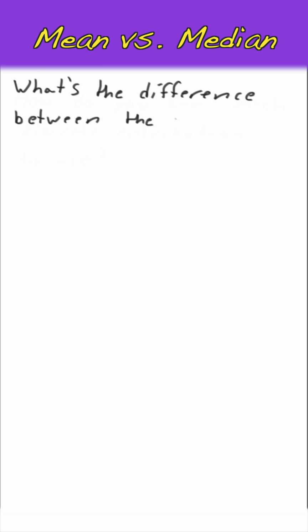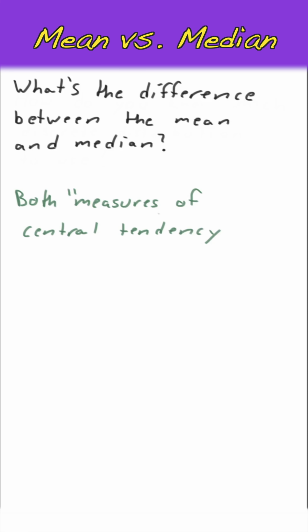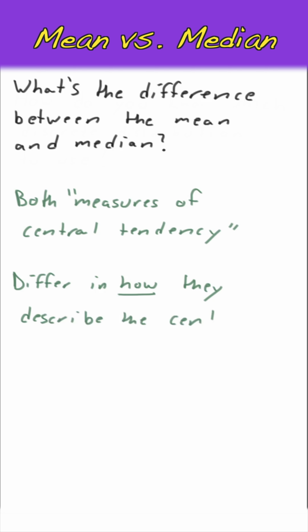What's the difference between the mean and median? Well, they're both measures of central tendency, which just means they describe and quantify the center of a data set, allowing us to summarize a lot of numbers with just a single number. The difference lies in how they describe that center.